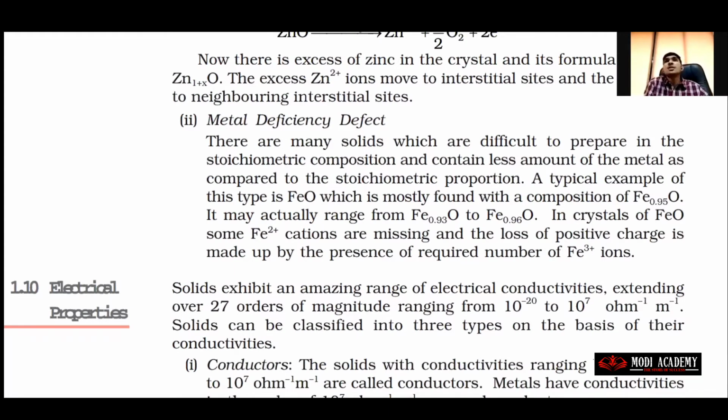ठीक है, now the third is metal deficiency defect. अब metal deficiency मतलब क्या, जो हमने ऊपर के टॉपिक्स देखे उसमें मेटल का कॉन्सेंट्रेशन स्टोइकियोमेट्रिक रेशियो से ज्यादा है, बट अब स्टोइकियोमेट्रिक रेशियो से कम होता है जो मेटल, उसमें बोलते हैं मेटल डेफिशिएंसी डिफेक्ट. तो I have told you earlier that Fe has two ionic states. First is Fe2+ and another is Fe3+.